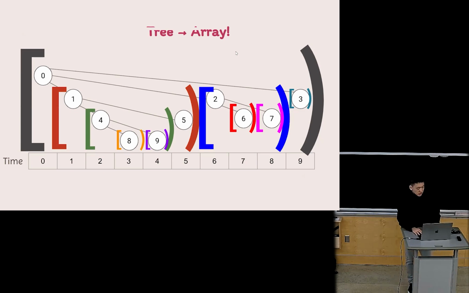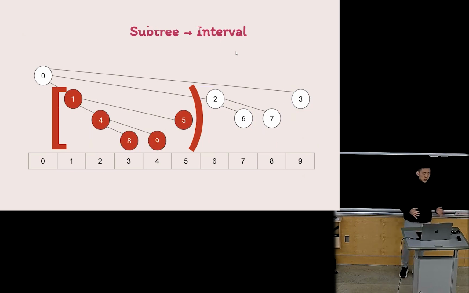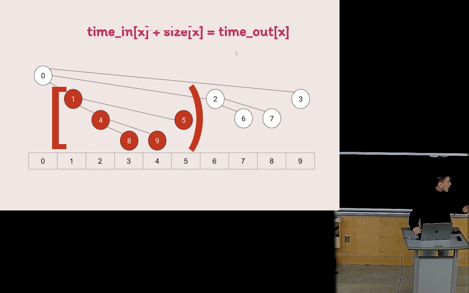Let's consider a single subtree, where in this subtree you have clearly 5 nodes, and if you see time out, which is 6, because remember we're inclusive on the left and exclusive on the right, so time out is 6. And if we look at time in, which is 1, plus the size, which is 1, 2, 3, 4, 5, is 6. So we can check that this equation holds for this node, and if you check, actually it holds for every single node.